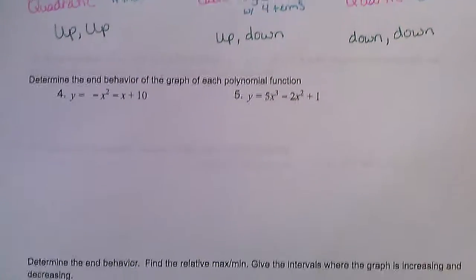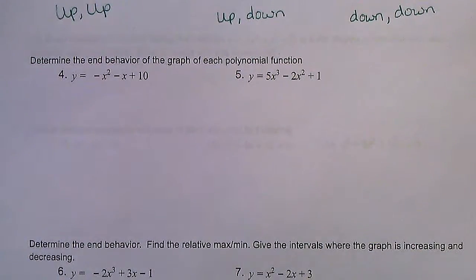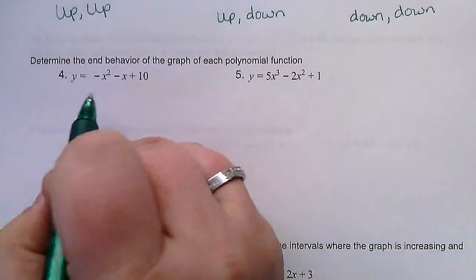Okay, determine end behavior of the graph. Why do we have so much room for this? Okay, so end behavior of the graph. I'm going to pause it and you do it. So, determining the end behavior, just like we just did. Again, I don't know why we have so much room.